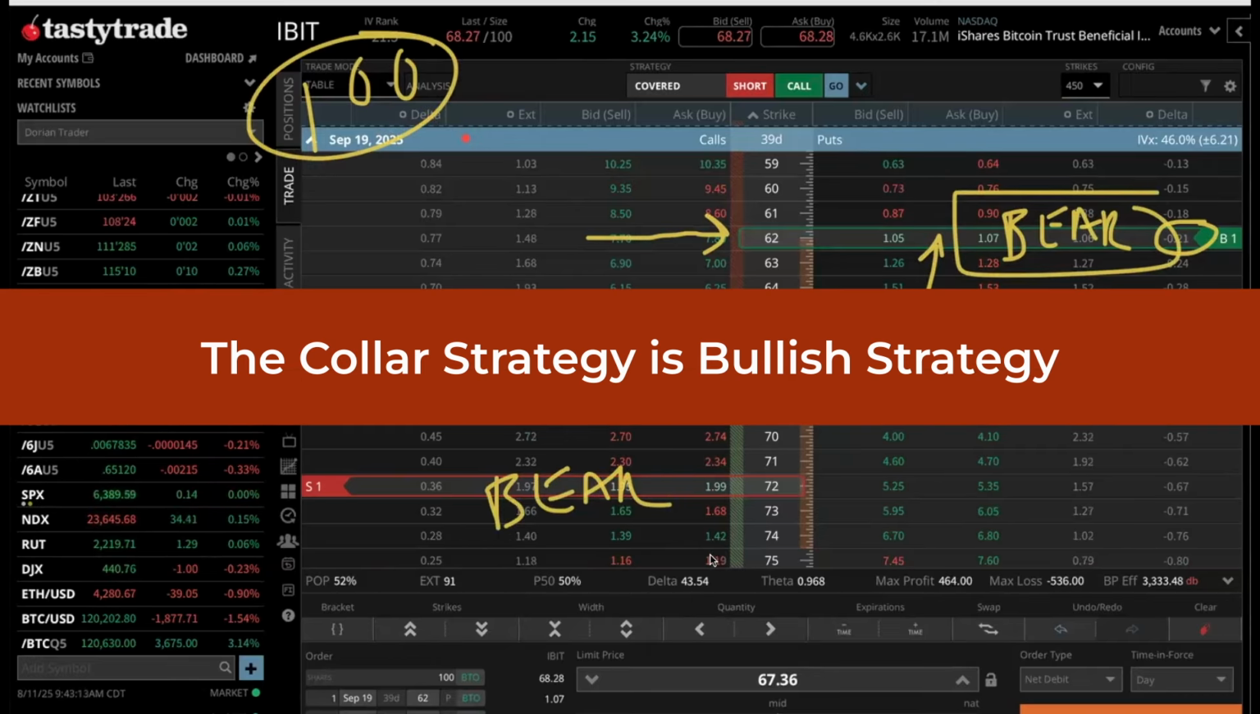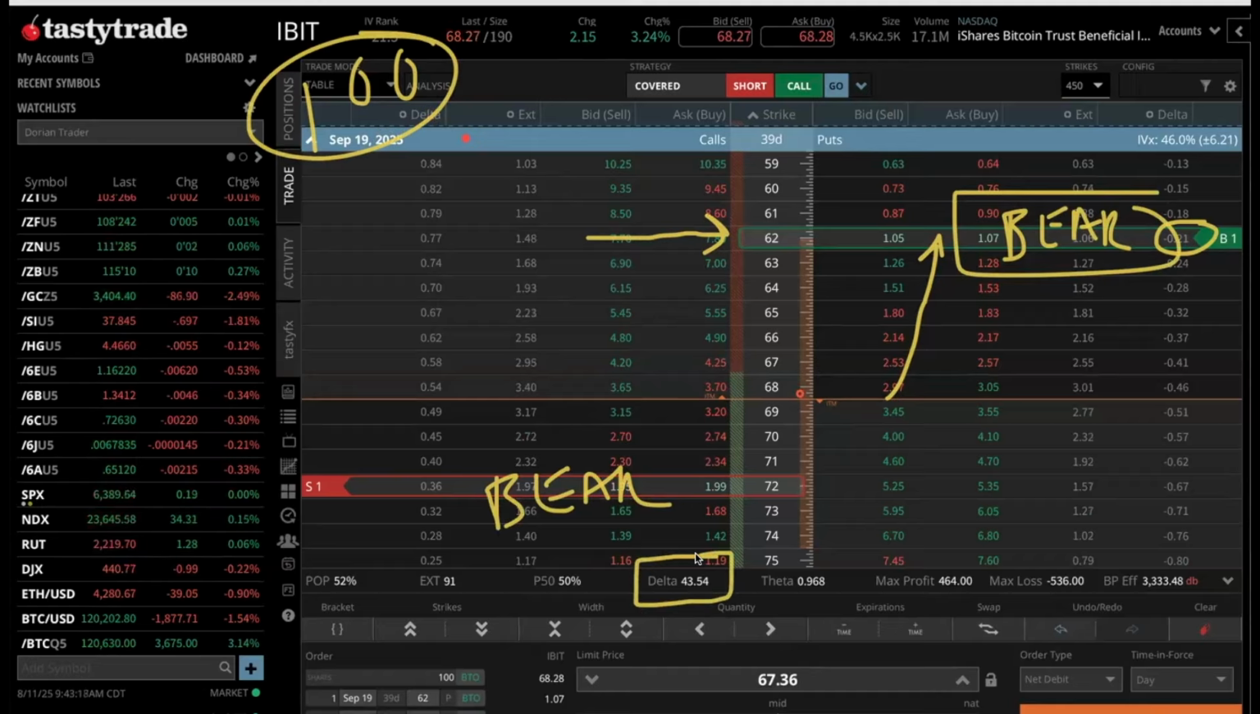A collar strategy is bullish. You want it to go up always. So in this case, you're starting off with 43 long deltas. And if it dropped and went past the 62, you stop losing there. As you guys can see, your max loss stops. It doesn't go all the way to zero as if you were buying shares. You have a max you can lose here at 537. It's because of that put.